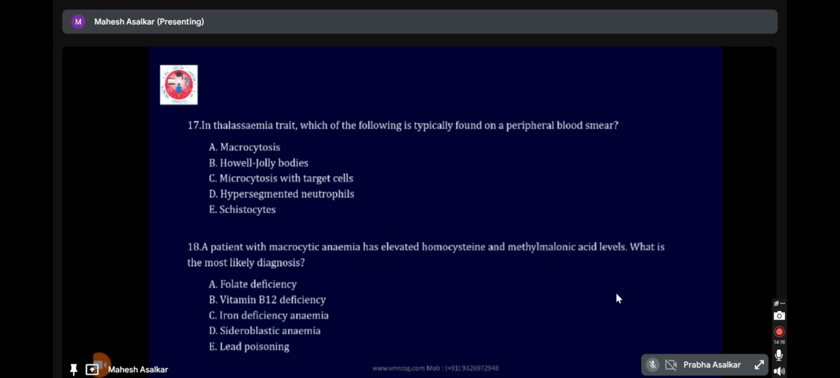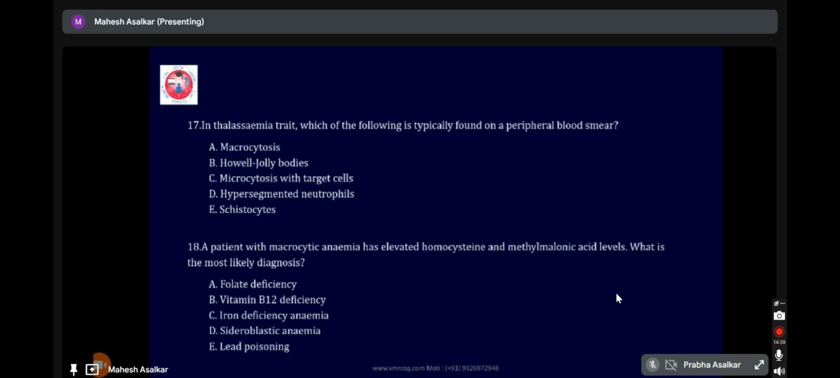Option C, microcytosis with target cells. Microcytosis with target cells. So, option C. Okay, yes. Next question, question number 18.